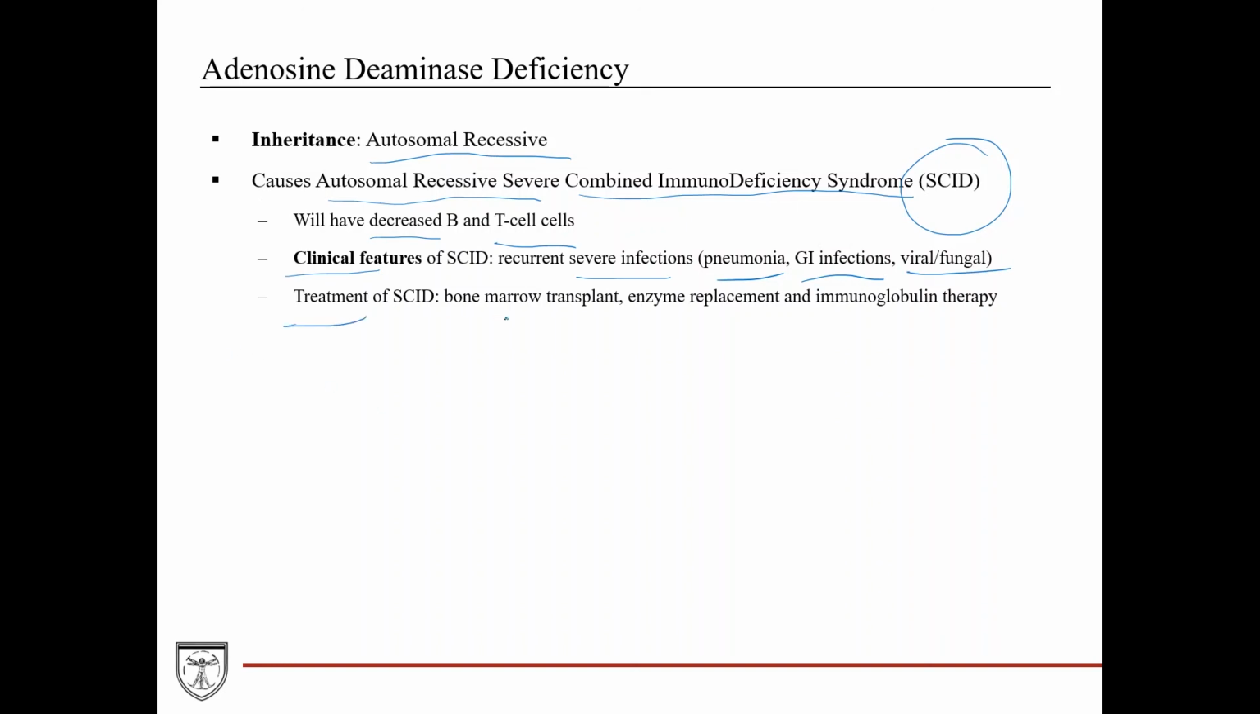So how do you treat it? You can give a bone marrow transplant, essentially give them new lymphocytes that don't have this mutation, and that's one strategy. Another strategy is enzyme replacement therapy, so you give them adenosine deaminase, and then you can give them immunoglobulin therapy. The thing to keep in mind is since this is an inherited disease that starts at birth, these are going to be typically very young children, unfortunately, that will be presenting with this disease.